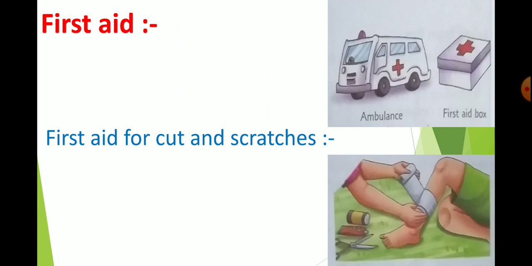So what is first aid? We should always be careful and try to avoid accidents. But if an accident happens, the injured person needs to be given medical help before the doctor's arrival. This immediate help given to an injured person before the doctor arrives is called first aid. So is it clear what first aid is? It means first help given to an injured person before the doctor arrives.